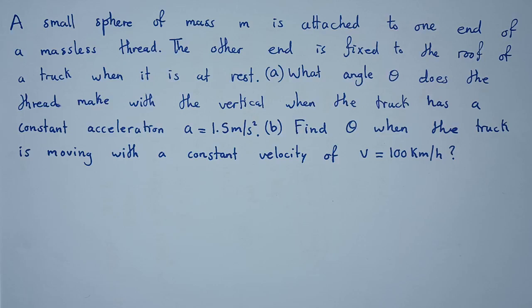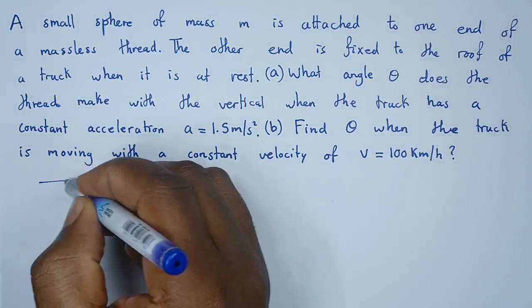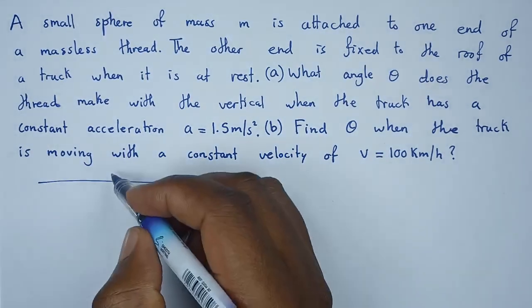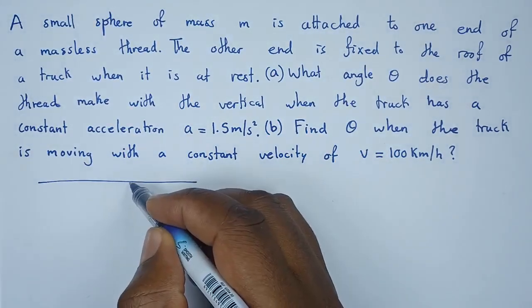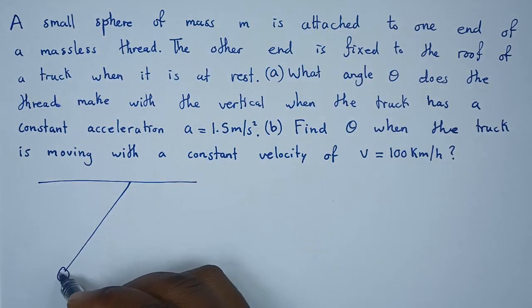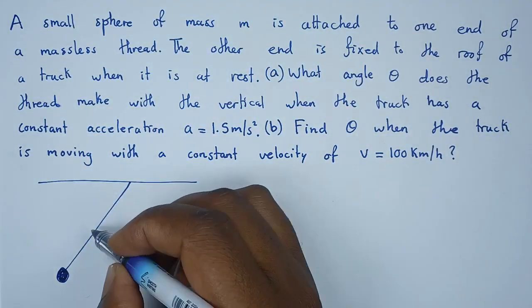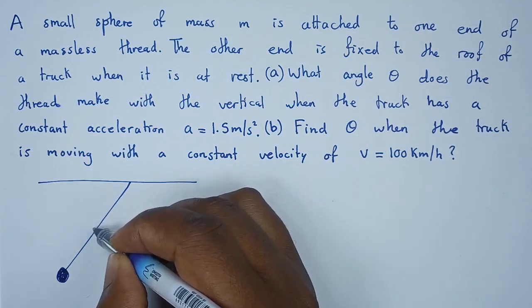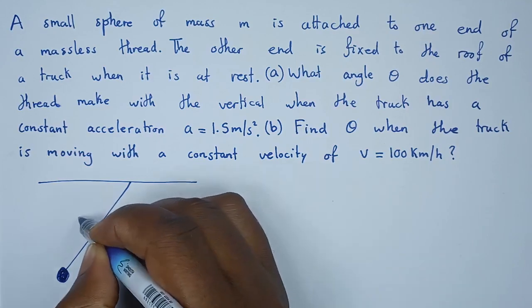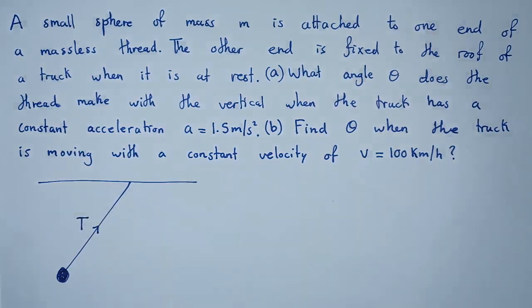So to be able to easily answer this question, let's break down what we've been given. We have this thread which is attached in a truck. Once it starts moving, you will find that the thread will be hanging like this. Because of motion, the thread will hang like this. Since it's a thread, it will have tension in this direction, we'll call this T.